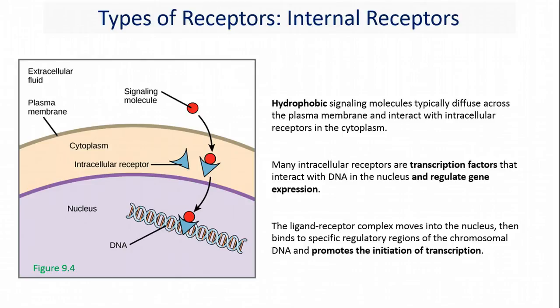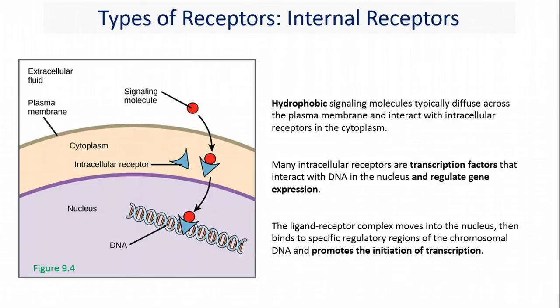There are two main types of receptors: internal receptors and cell surface receptors. Cell surface receptors are going to be what we focus on in this lecture. However, internal receptors are also important.